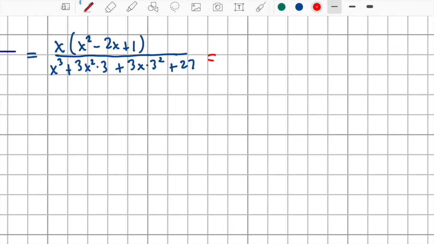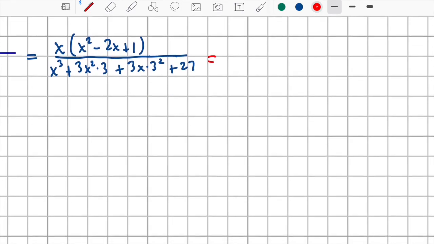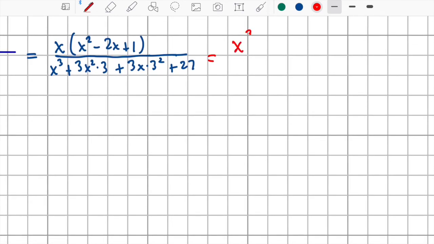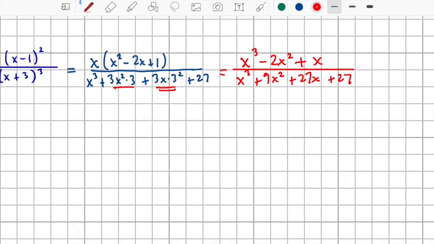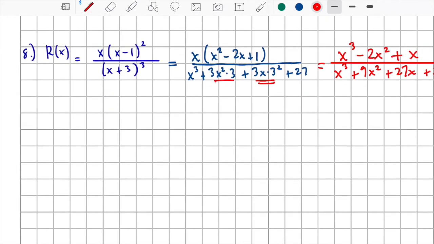Let's simplify. If I distribute in the numerator, we get x cubed minus 2x squared plus x. The denominator will be x cubed, this will give me 9x squared, and this one will give me plus 27x plus 27. So there, we expanded it.